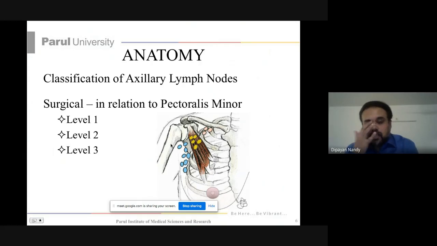So all in all, it's important to stick to one set of classification. For surgical and oncological purposes, we stick to this classification most frequently, which is level 1, 2, and 3 in relation to the pectoralis minor muscle.